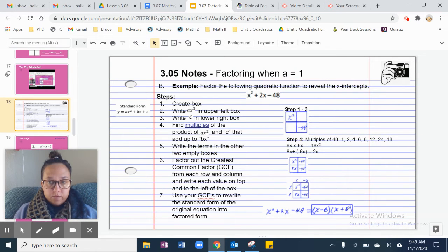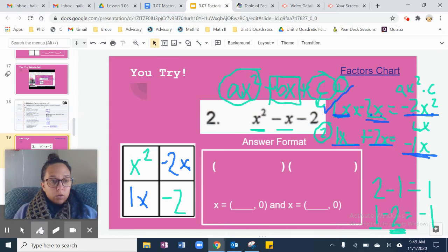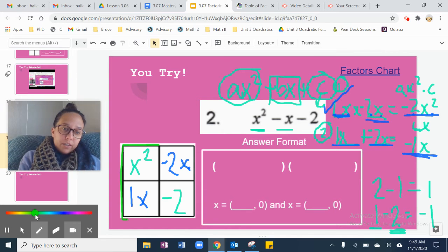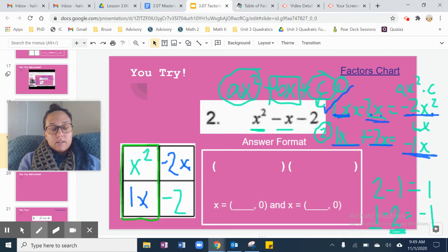So step 6, factor out the greatest common factor from the rows and the columns. The greatest common factor for x squared and 1x, well, I can pull an x out. The greatest common factor for -2x and -2: can't pull an x out because this doesn't have an x, but -2 is the biggest number that goes into -2 and -2. So we can pull a -2 out.